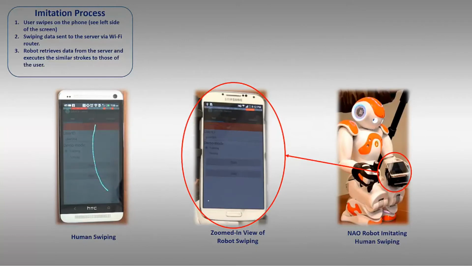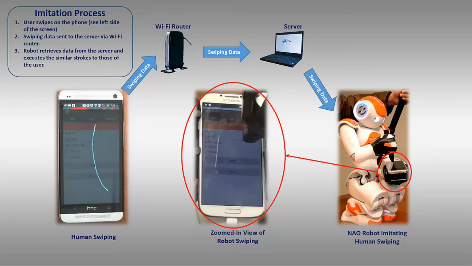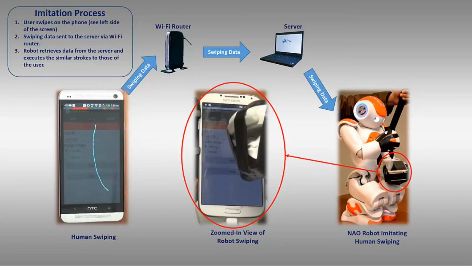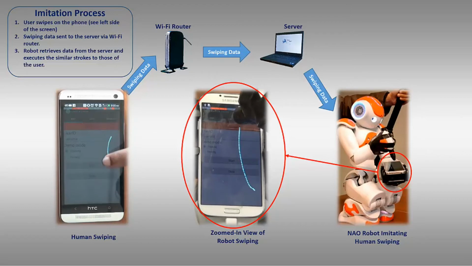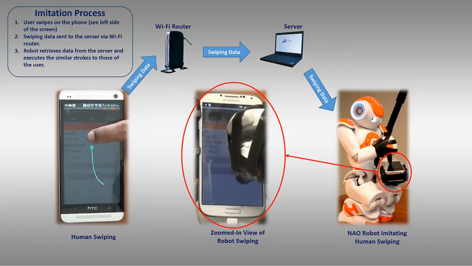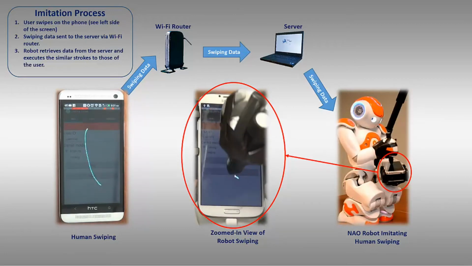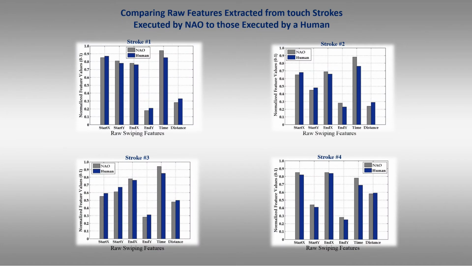We demonstrate one of these attacks based on the humanoid Nao robot. On the left, a human executes a touch stroke, which is sent via a local wireless network to the server, from where the robot reads it and executes an imitation of the stroke. Observe that the robotic stroke is very similar to the human-generated stroke. Nao is not only matching the path, it is also closely matching raw features such as the time, distance, and starting and endpoints as seen from the graph.